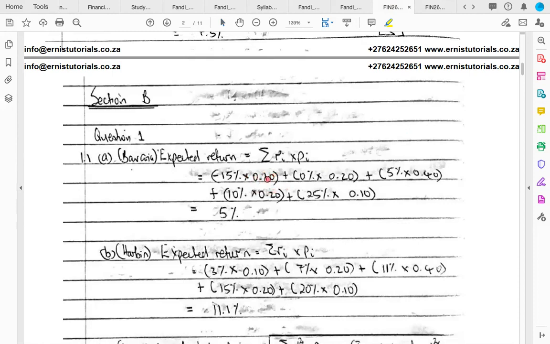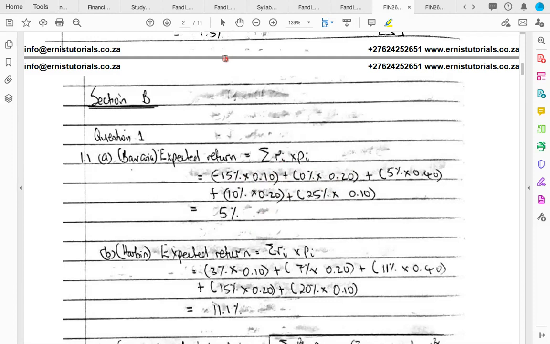The key here is to make sure you get your formulas right and use your calculator correctly to enter these values. If you have good calculator technique, it shouldn't be too difficult. We're simply multiplying each probability times the corresponding expected return under each state of the economy, and then we add the values up. Maybe, just to help you understand, I can put a calculator up on the screen and enter those values.